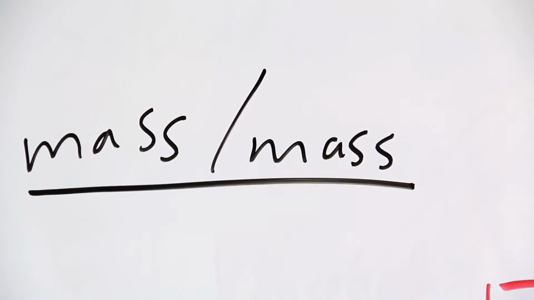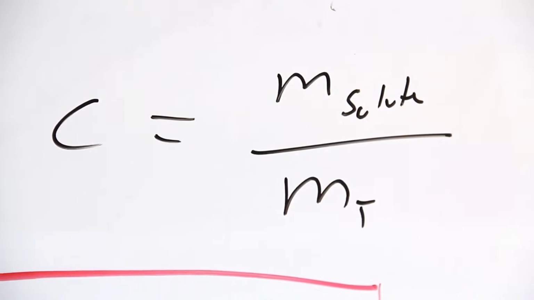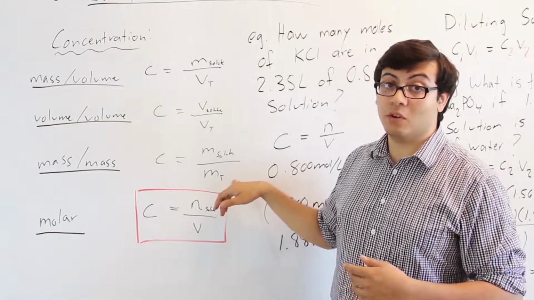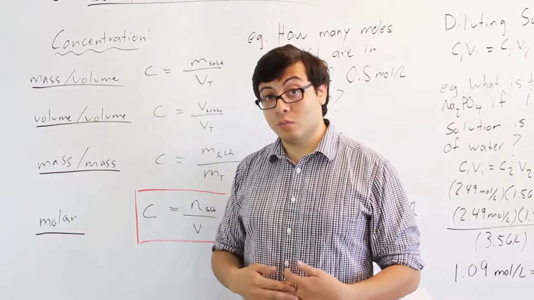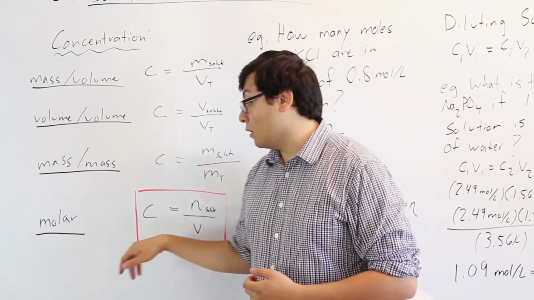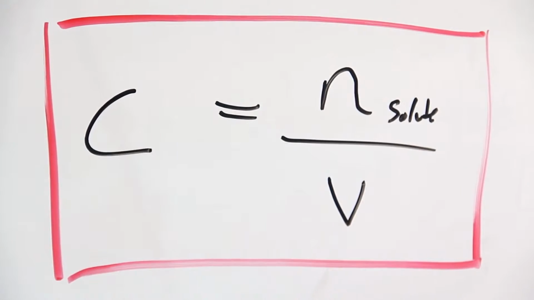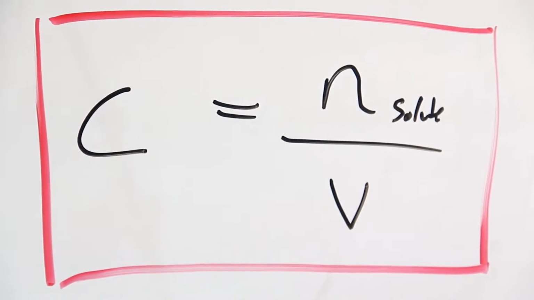The third is mass over mass, which is just the mass of the solute over the total mass. Over here also it's important to add the mass of the solute and the solvent. Most importantly, and the one we're going to use most, is the molar concentration. The molar concentration is just the moles of solute divided by the volume of your solution.